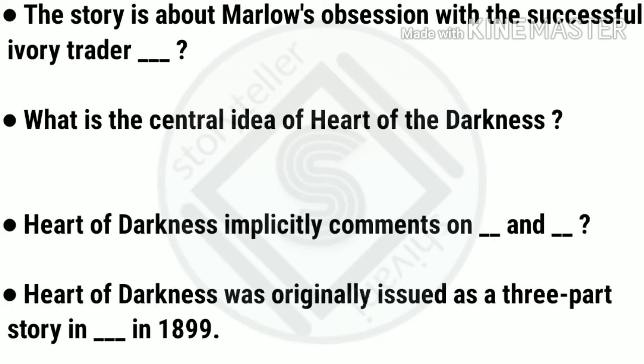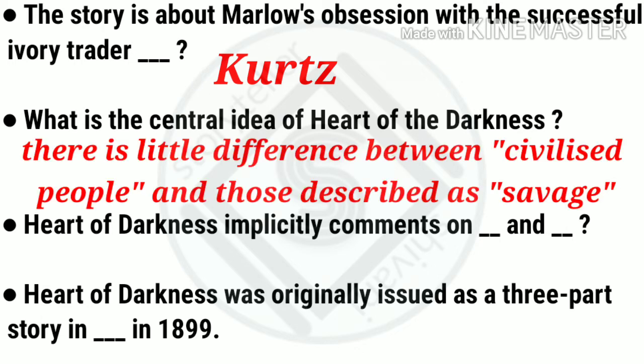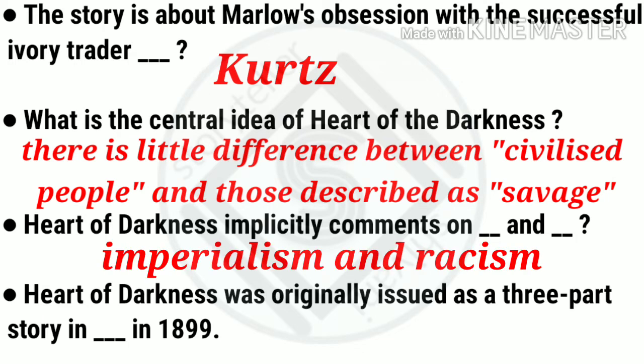Next question. The story is about Marlow's obsession with the successful ivory trader. So the answer is Kurtz. Next, what is the central idea of Heart of Darkness? So, there is little difference between civilized people and those described as savages. Next, Heart of Darkness implicitly comments on dash and dash. So, it comments on imperialism and racism.